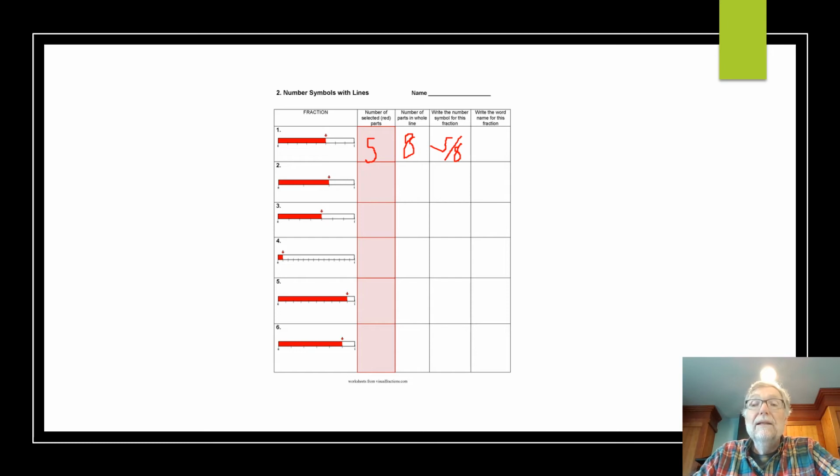And then you write the word name for the fraction. I'm going to skip that because it's kind of hard writing it in pen, but I would write 5/8 as a word. Make sure you check your spelling when you're doing that.